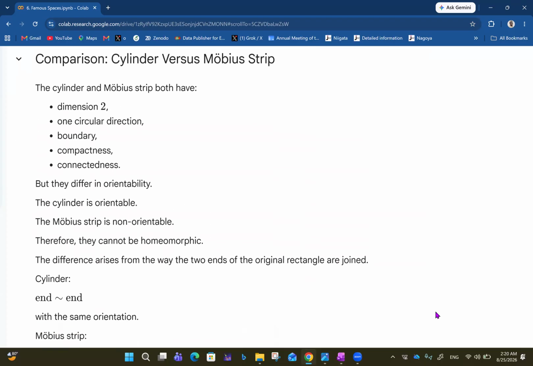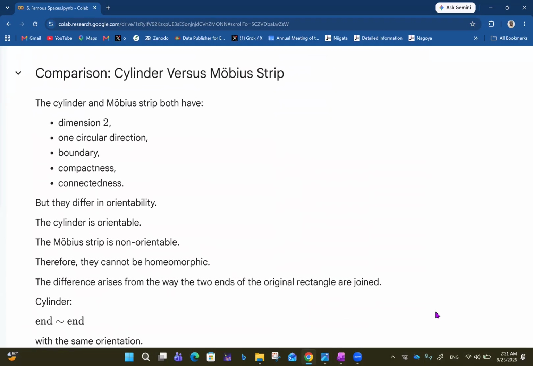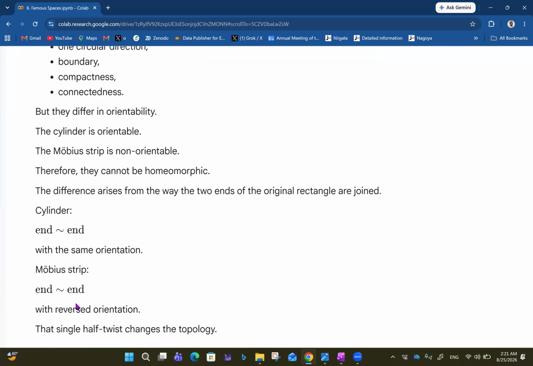So we compare again, cylinder versus Mobius strip. The cylinder and Mobius strip both have dimension 2, one circular direction, boundary, compactness, and connectedness, but they differ in orientability. The cylinder is orientable, the Mobius strip is not orientable. Therefore, they cannot be homeomorphic. The difference arises from the way the two ends of the original rectangle are joined. For the cylinder, the joining is end to end. With the Mobius strip, the joining is also end to end but with reversed orientation. That single half twist changes the topology. Otherwise a Mobius strip would easily look like a cylinder, but that twist changes that idea.